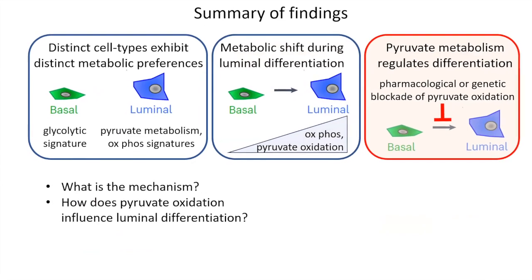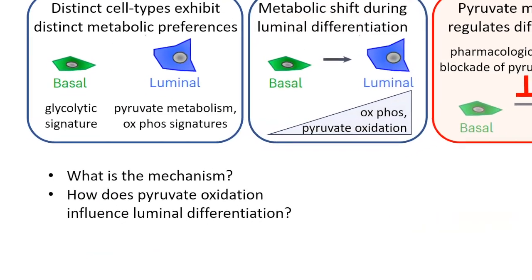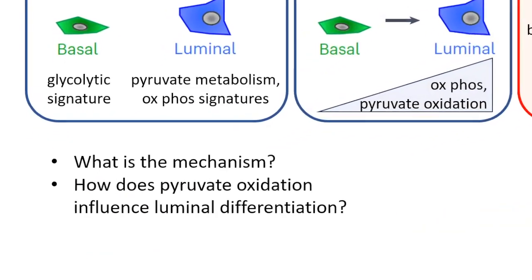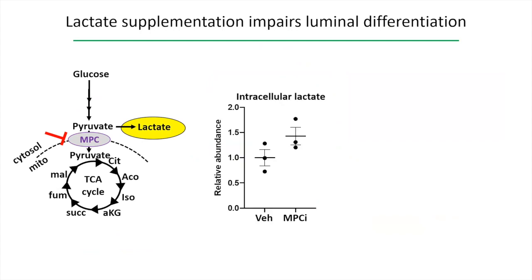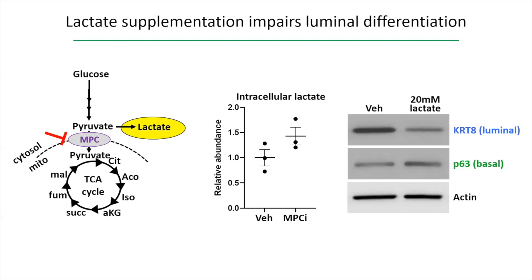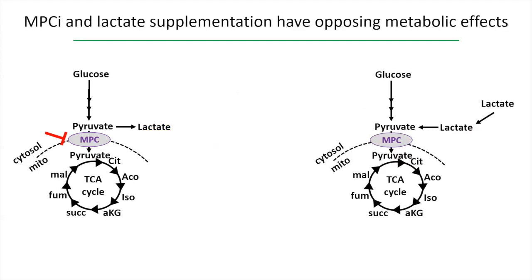But we wanted to understand the mechanism. How does pyruvate oxidation influence luminal differentiation? When pyruvate is blocked from entering the mitochondria, more becomes available to get converted into lactate. And we found more lactate in cells after MPC inhibition. Simply supplementing cells with lactate was sufficient to reduce K8 and increase P63. Using nutrient tracing, we found that lactate supplementation and MPC inhibition actually had very different effects on metabolism, even though they both disrupt luminal differentiation.